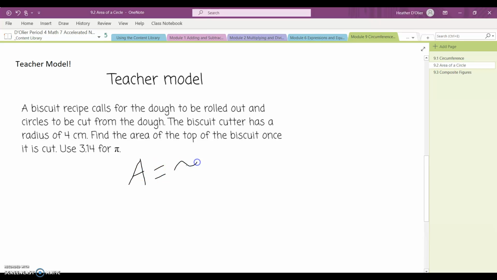So I've got that formula. Area equals pi r squared. I need radius. They gave me the radius in this word problem. But if they gave me diameter, I'd have to figure it out, so I'm just going to practice that. Radius is 4, so my diameter is 8, because radius is half of your diameter.